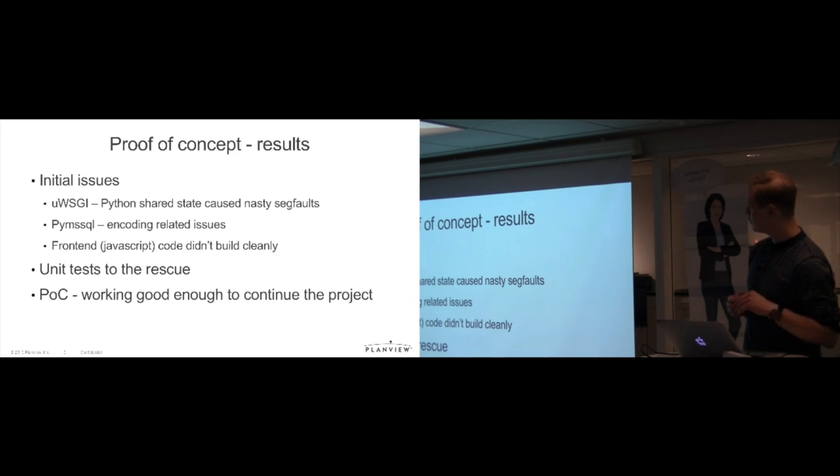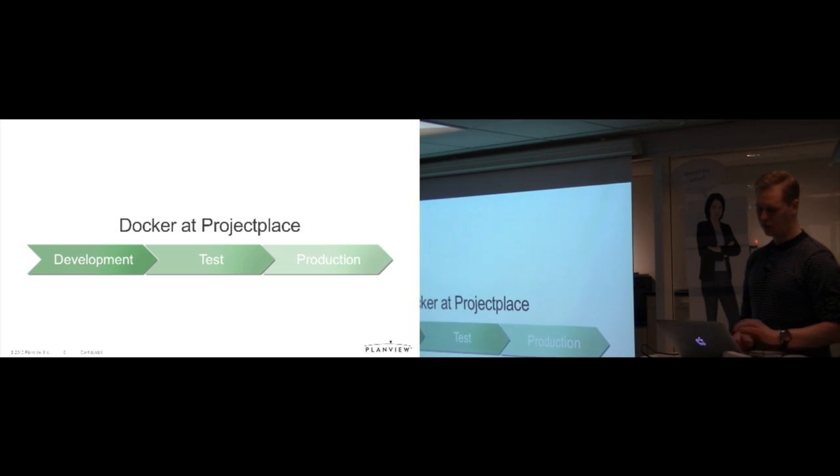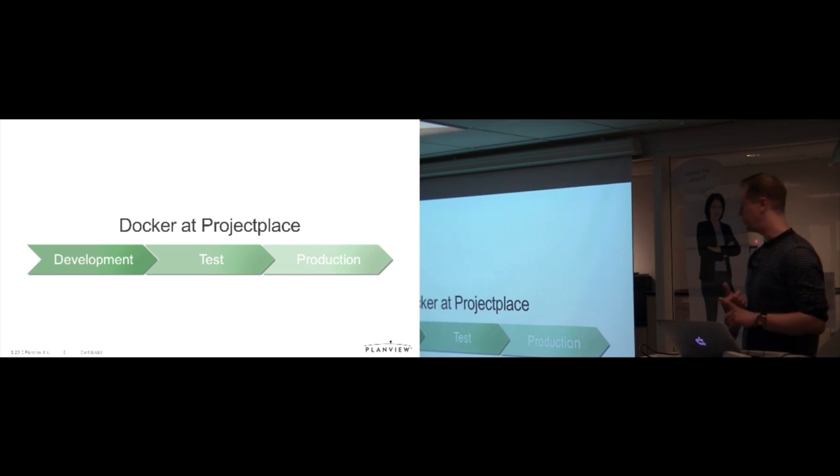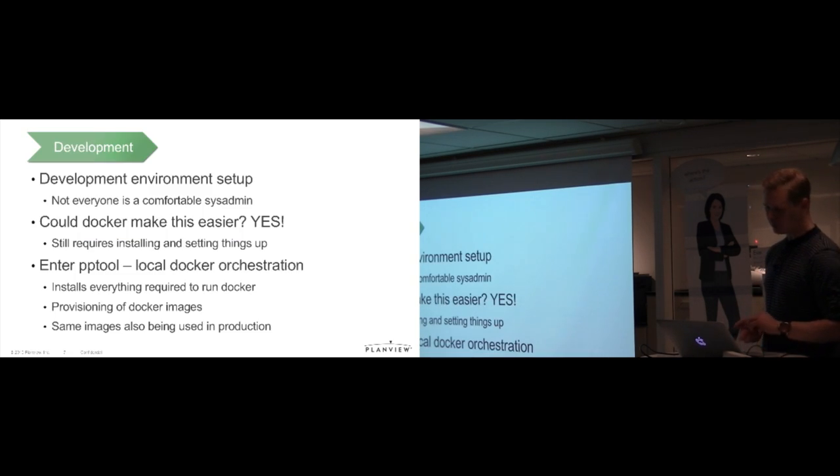We did this proof of concept in about a month, rewriting all this, and yeah, we think we could continue going to production with this. So we got a go for the project. We went through and did it in three phases. We started with development and moved on to testing, and then, of course, production.